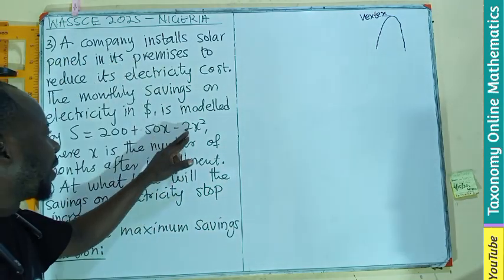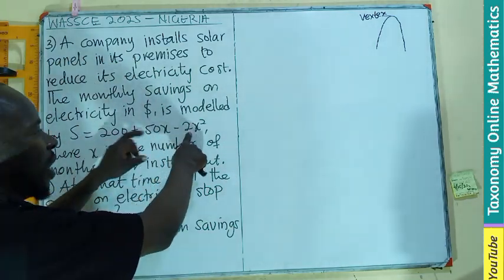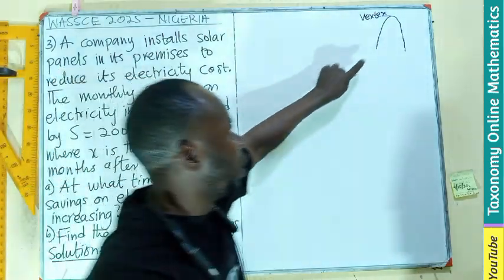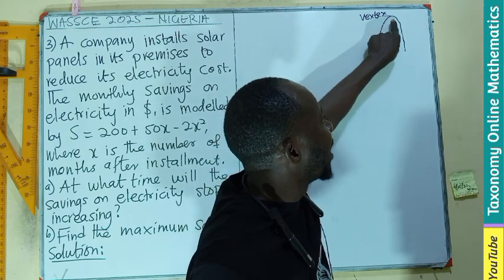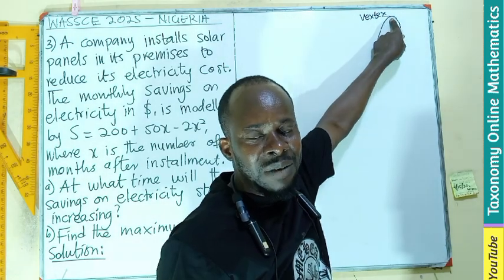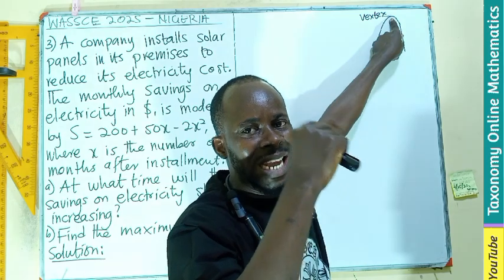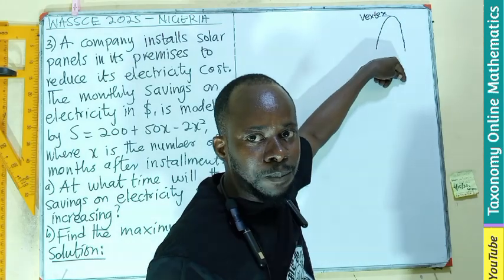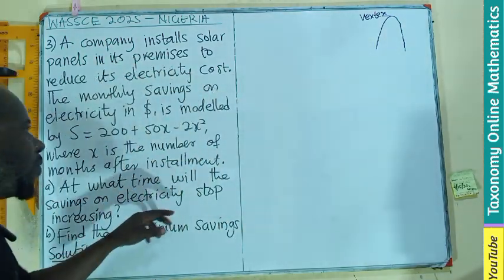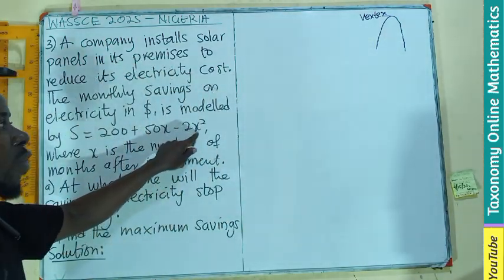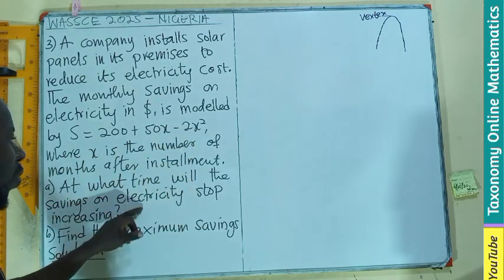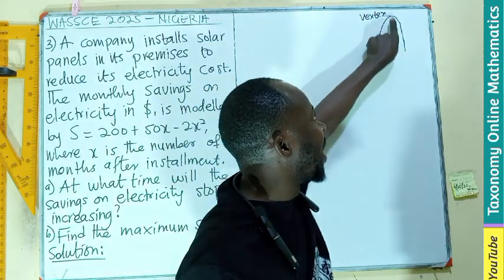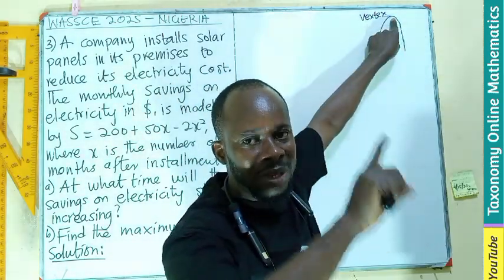So if x is 1, the value you will get. When x is 2, the value will be bigger. x is 3, x is 4. As you are going, you are climbing, you are increasing. Now when you get to this particular vertex, the value there will stop. Then the next value you will pick will have to drop, since we are increasing and then fall down. So they are asking, at what value of x will the savings on electricity stop increasing? Here it is increasing, but when it gets to this place it will stop, then it begins to fall again. That is the vertex.